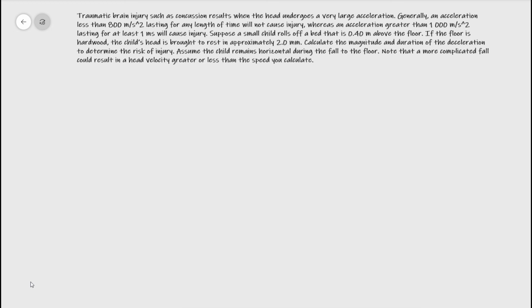Now, solving this problem, let's say there is this hardwood floor, and here there is a bed. This is the level of the bed, and on top of the bed there is a child. Let's say this is the child, sleeping.